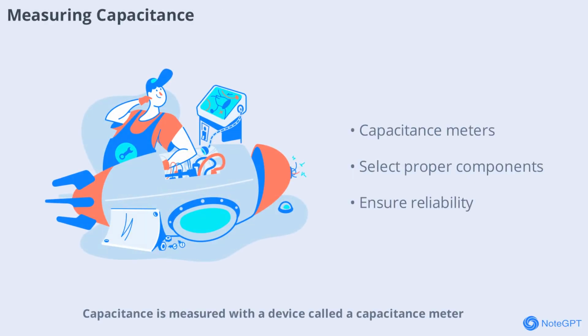Capacitance is measured with a device called a capacitance meter. This tool applies a small voltage to a capacitor and measures the resulting charge. Knowing the capacitance helps engineers select the right components for each application, ensuring circuits function as intended and devices remain reliable.